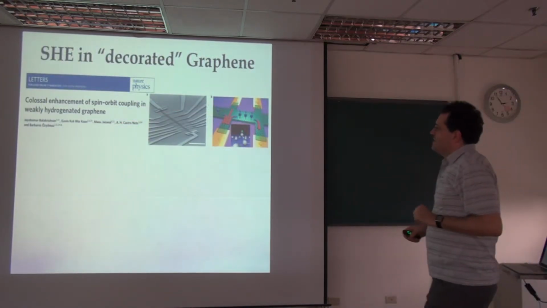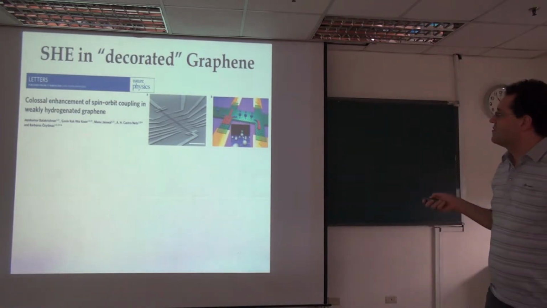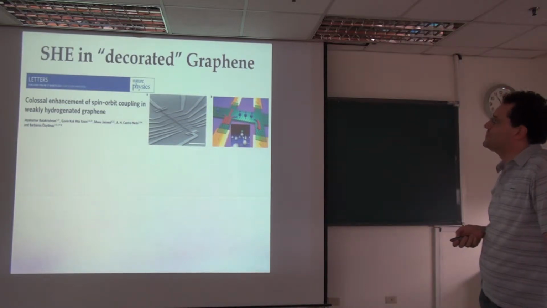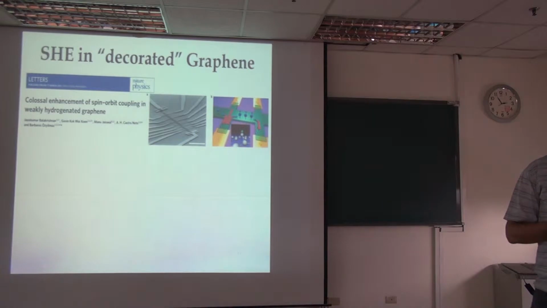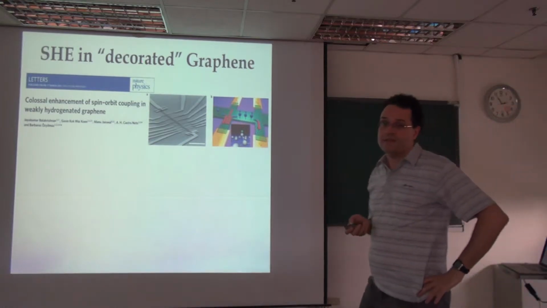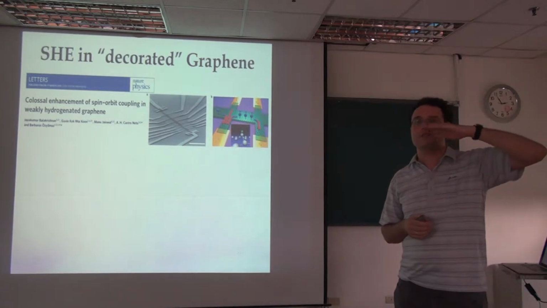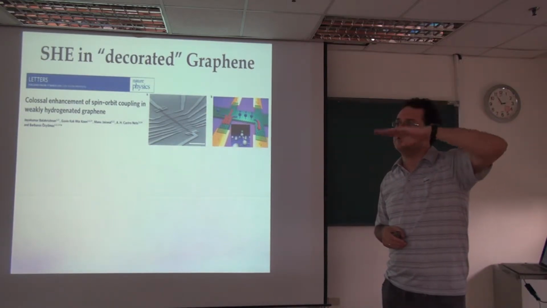So why is this interesting? Because recently, in an experiment in the group of Barbaros Özyilmaz in Singapore, this idea was actually confirmed, and it was confirmed by detecting the spin Hall effect. So the idea is to take graphene, you make a device, and then you hydrogenate this device. You deposit hydrogen.